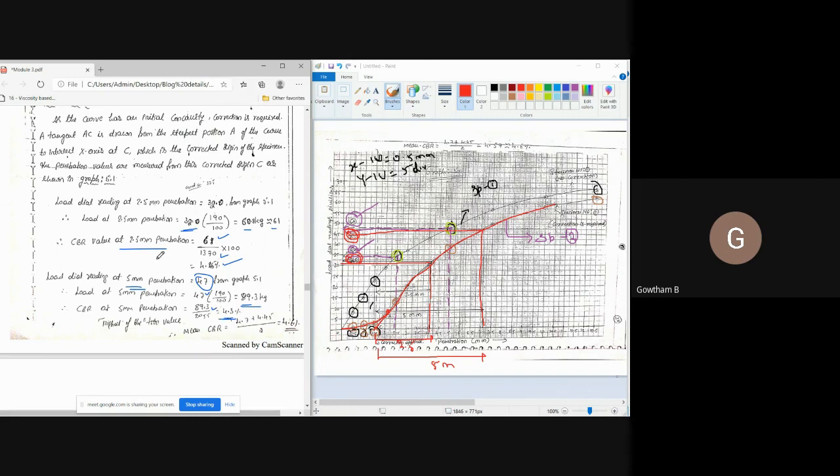Now, comparing the CBR values at 2.5 and 5 mm penetration, we have a greater value at 2.5 mm penetration. Therefore what we did is correct. For specimen number 2, consider the CBR value as 4.45 percent.